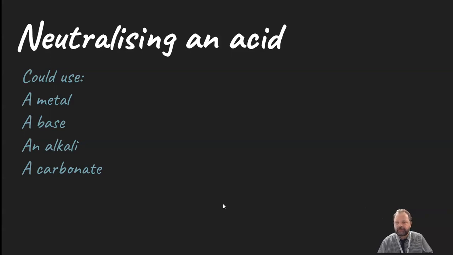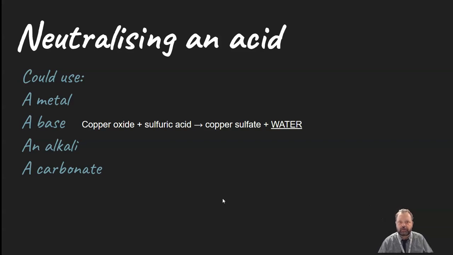I can use a base. A base means any compound which can neutralize an acid. They're often oxides of metals. In this case, like in your required practical, we've used copper oxide and neutralized sulfuric acid because we wanted to make the salt called copper sulfate. The other product is water. Base plus acid makes salt plus water.